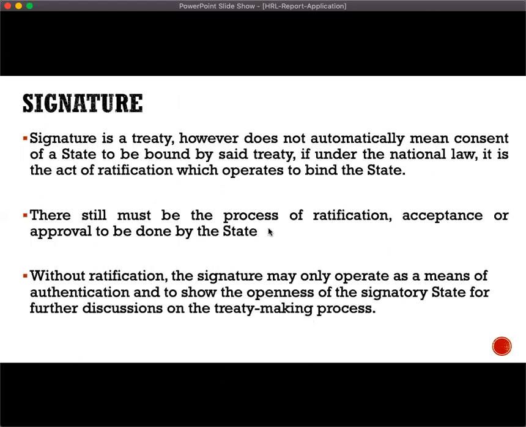Okay, so what is a signature? So signature is a treaty. However, it does not automatically mean consent of a state to be bound by said treaty if, under the national law, it is the act of ratification which operates to bind the state. So there still must be a process of ratification, acceptance, or approval to be done by the state. Without ratification, the signature may only operate as a means of authentication and to show the openness of the signatory state for further discussion on the treaty making process.